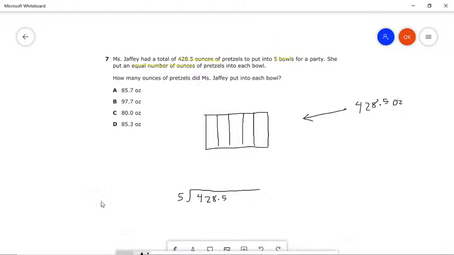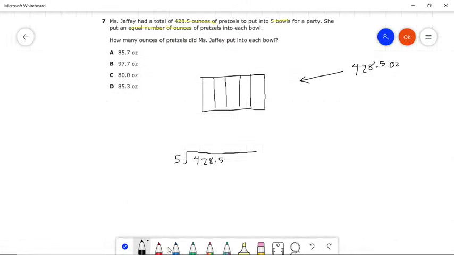So how do we divide this by this? Well, let's start by dividing 42. Well, 42 right over here. We see that 5 goes into 42 8 times. So 8 is over here, and we subtract by 40. That gets us 2. Bring down the 8. We have 28.